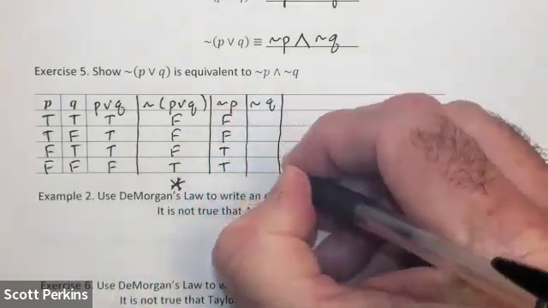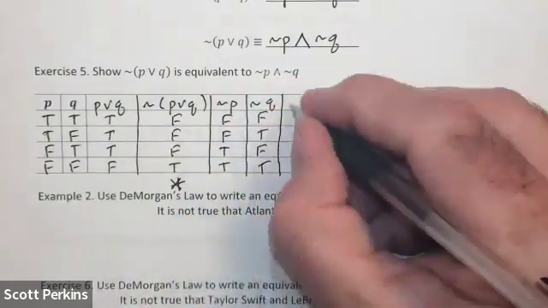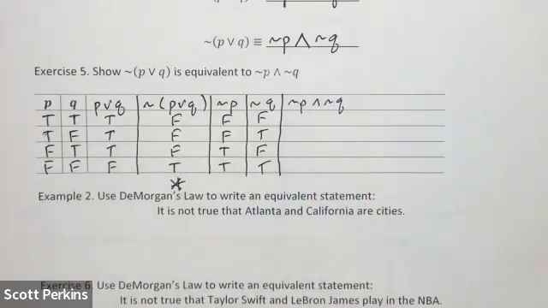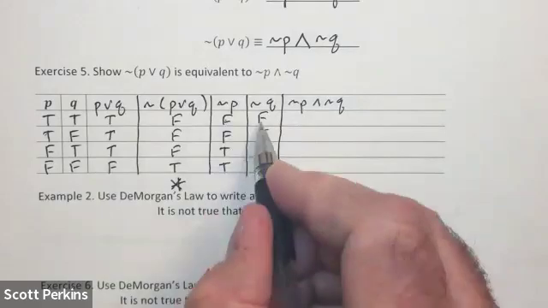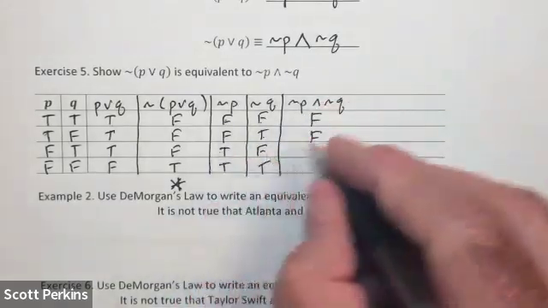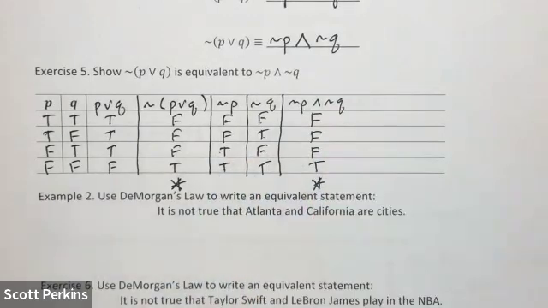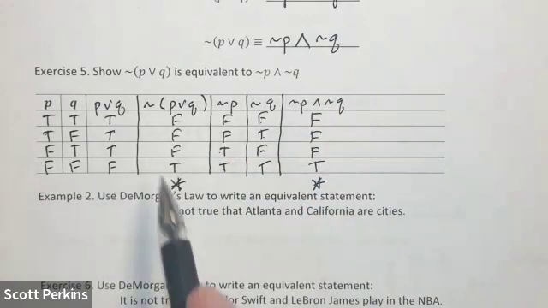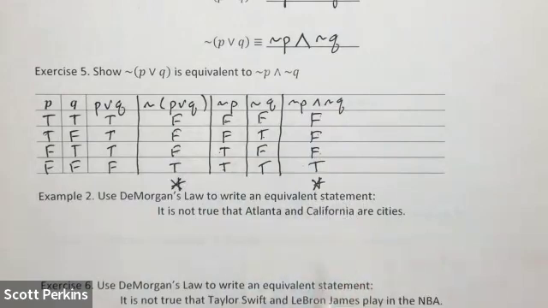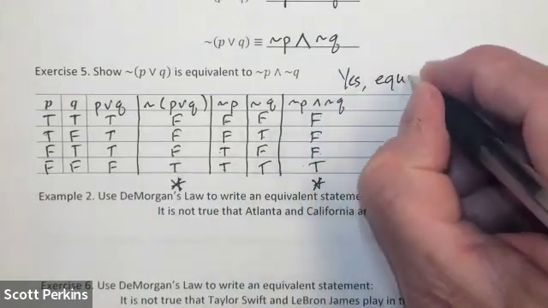Squiggly Q is false, true, false, true. And now when I join those together with an and, we remember that the conjunction is true only when both are true. So false and false is false. False and true is false. True and false is false. And then true and true is true. And again, we have demonstrated DeMorgan's law. This column FFFT and this column FFFT are exactly the same. So we can say yes, they are equivalent.